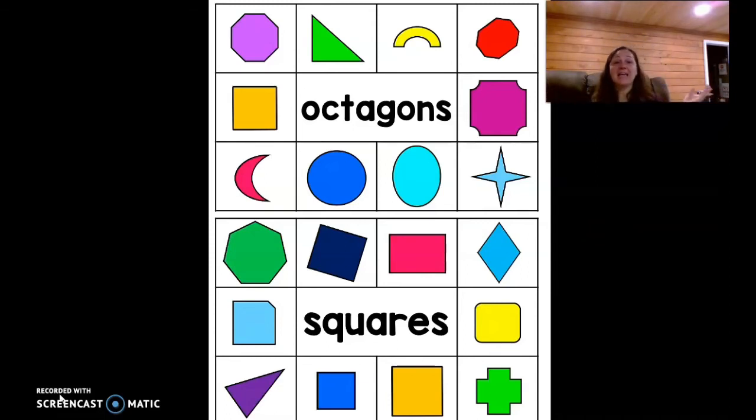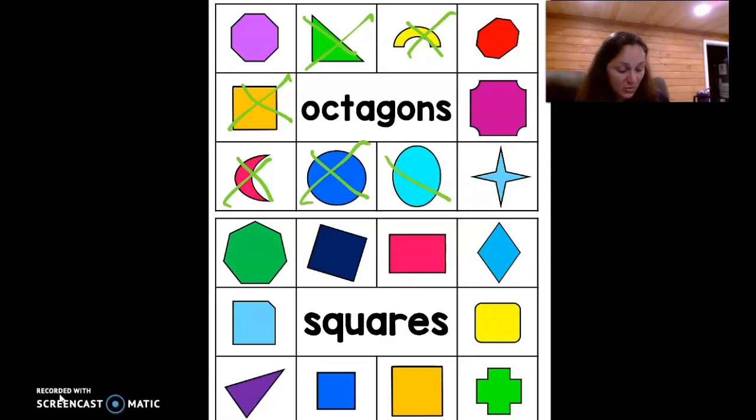I can look again, and I can quickly cross off ones that, no. I know a triangle is not. I know a macaroni noodle is not even a polygon. I know a square is definitely not an octagon. A moon, a circle, an oval, no.